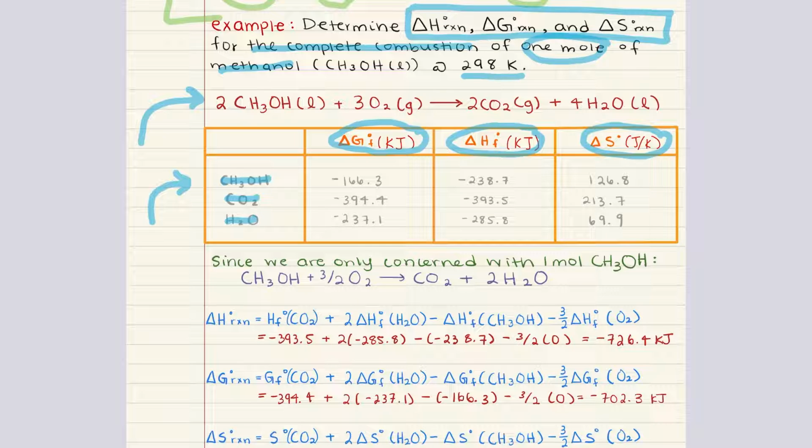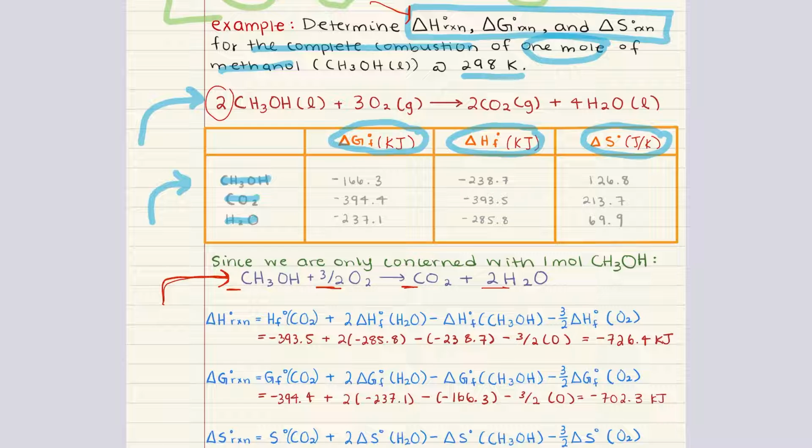To start solving this problem, we notice that the balanced chemical equation has a coefficient of 2 in front of methanol. Since this problem specifies the combustion of just 1 mole of methanol, we can simplify the equation by dividing every term by 2. This gives us the following chemical equation. We'll be looking at this chemical equation to obtain the coefficients we need to solve for these values. Now, let's start with determining the standard enthalpy change of reaction.